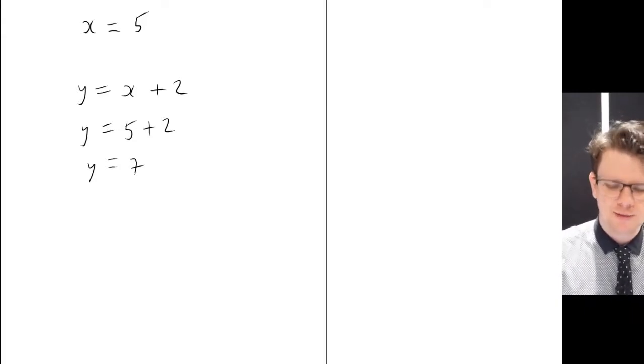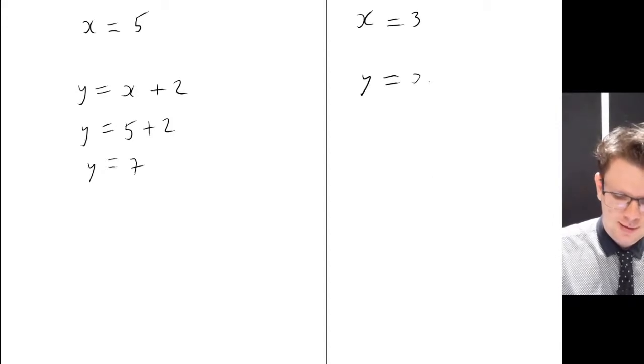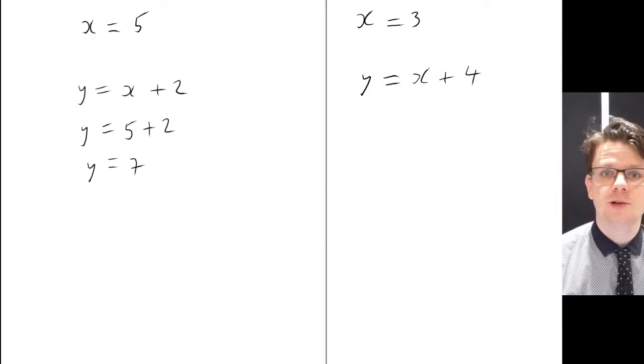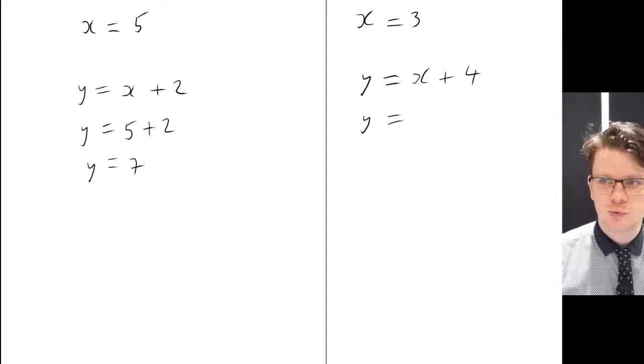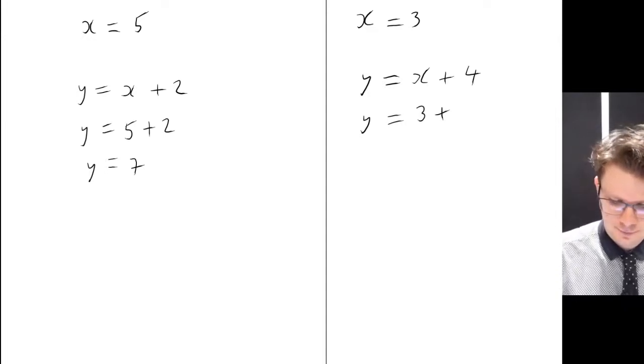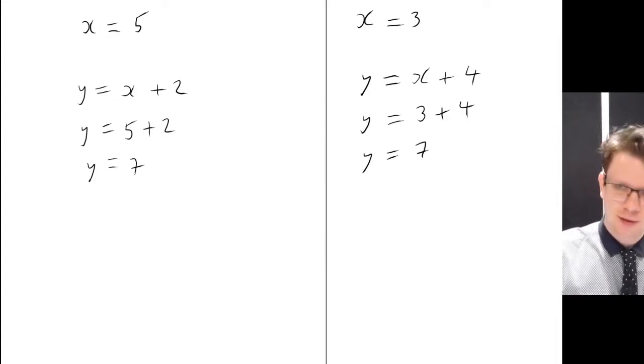I'm going to give you a slightly different one. Your x is going to be 3, and your equation is going to be a slightly different one. There we go. So pause the video now, have a go at that one. Hopefully you had a go. In your case, x was equal to 3, and you should have also got y is equal to 7. Did you get that? I'm just replacing the letter with the number.